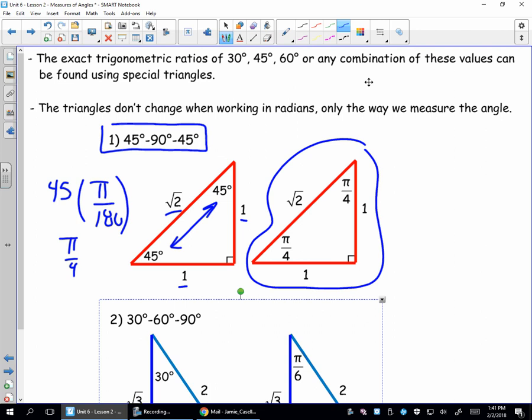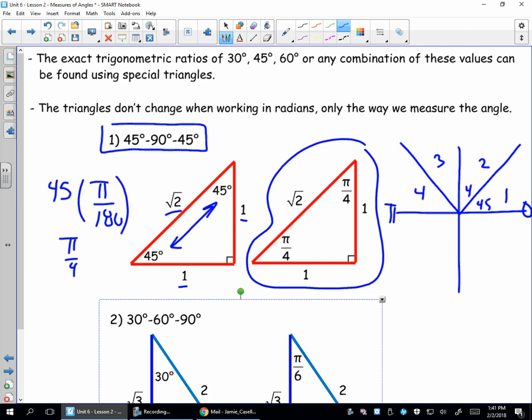And if you think about it, if this was 0 and this is pi, I could divide this into 4 equal quadrants, 1, 2, 3, 4. It makes sense that if these are 45 degrees, which they are, right, it's half of 90, then each of them should be pi over 4. They're all 45s. Okay, so that's the easy one to remember.